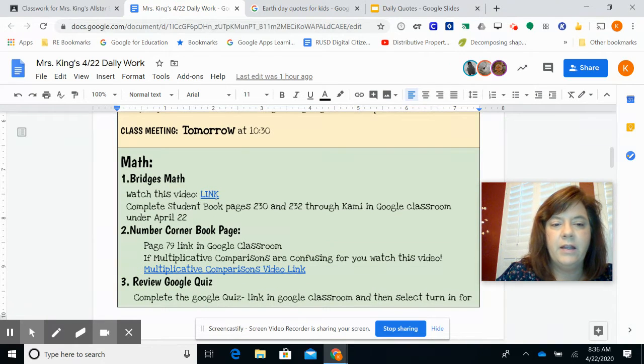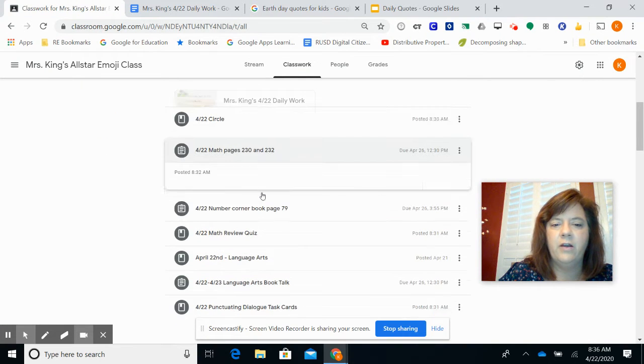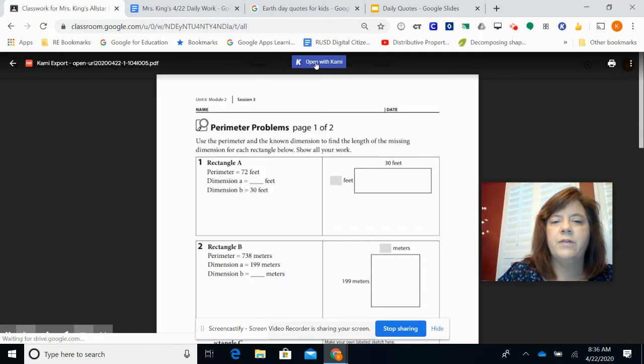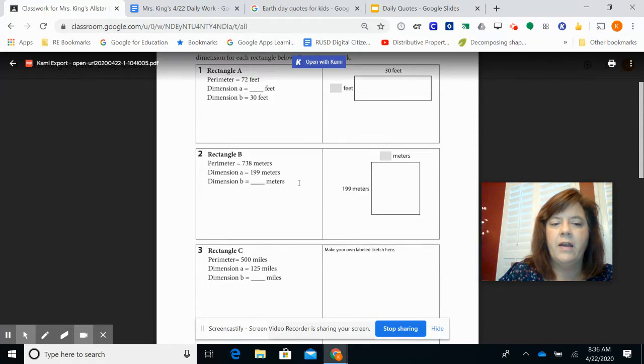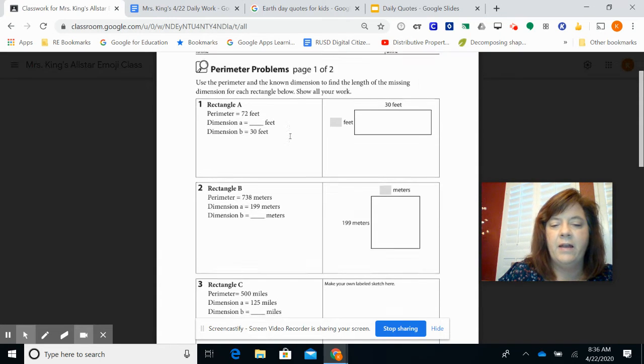Bridges, I put a link in here to a perimeter problem. I want you to look at that today before you complete pages 230 and 232. Page 230 has just 2 problems, I believe. So you'll go in here and you'll open up with Cami. And I know Cami's not working for some of you today. We're going to work on that. Actually, there's 3 perimeter problems. It's kind of similar to what we did yesterday in the class meeting and in my video.